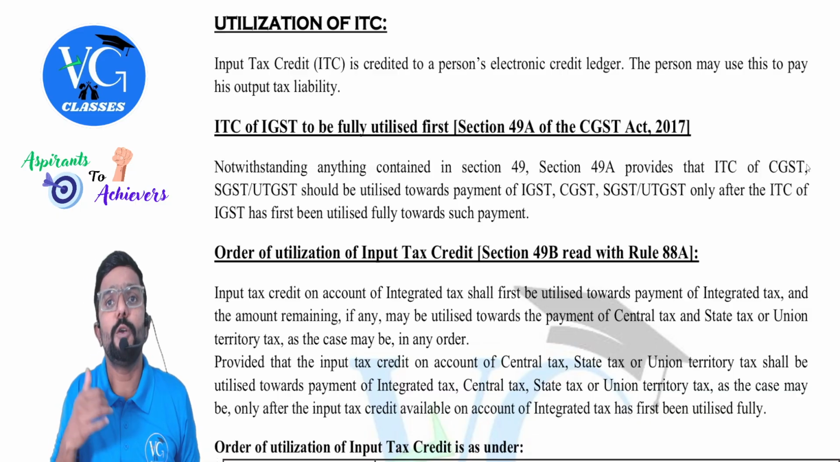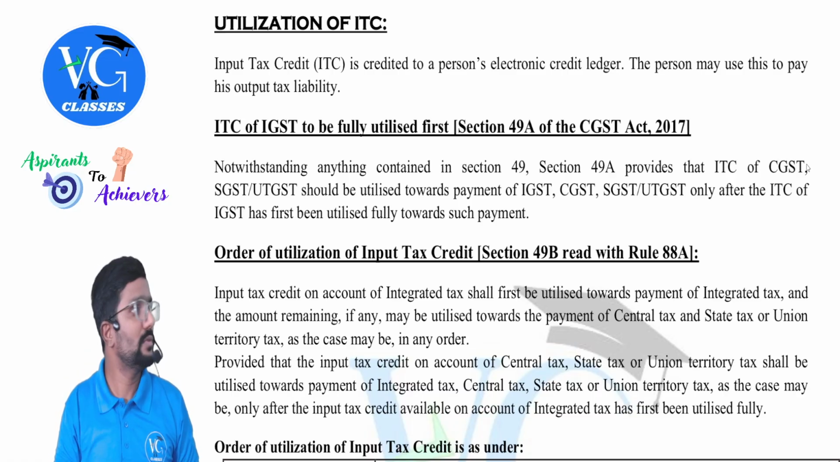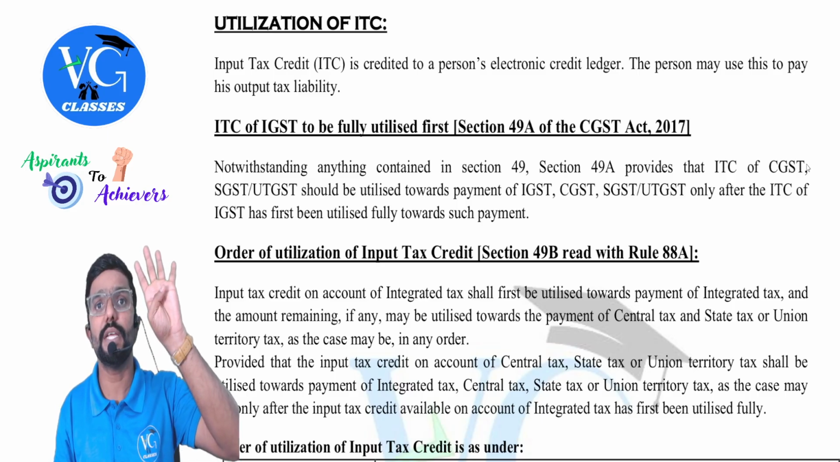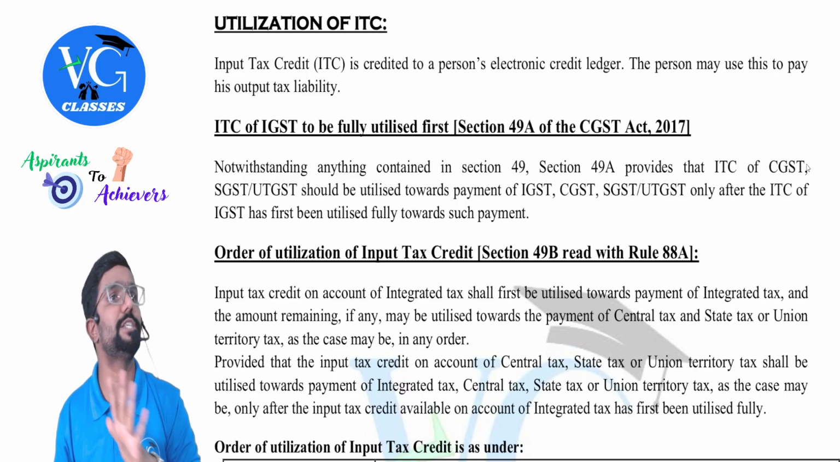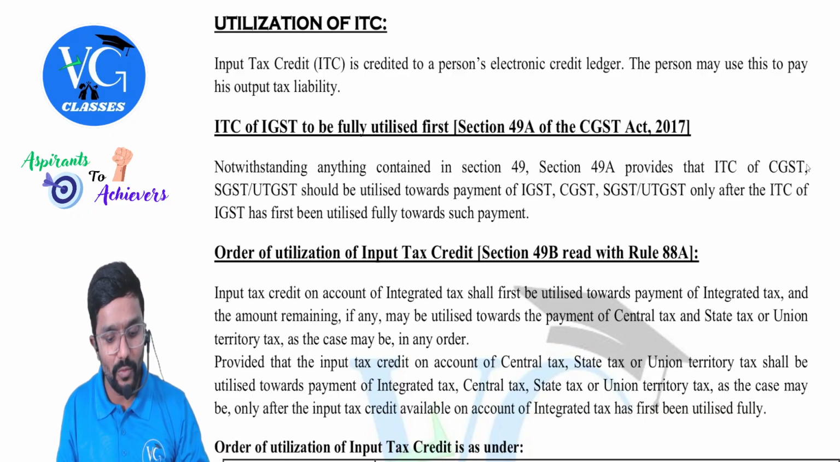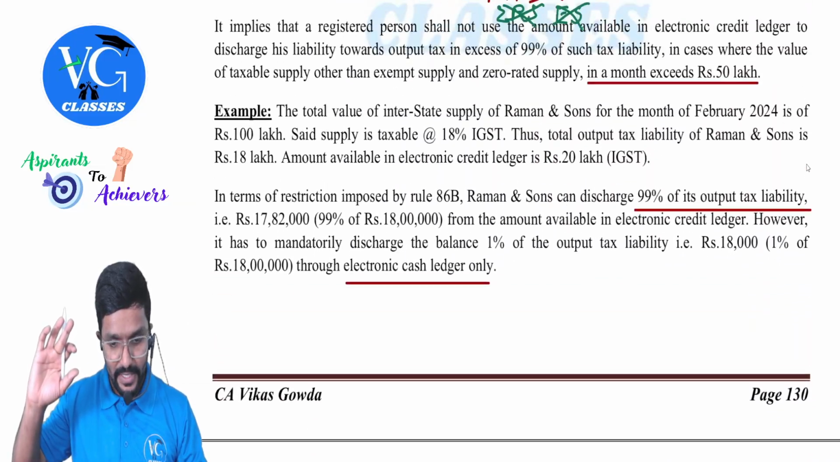One important thing. Sir, I am liable to pay interest, late fee, penalty. Can I use the credit? No. You cannot use credit to pay interest, late fee or penalty. That means even interest, late fee and penalty should be paid through the cash ledger only. Actually, we have one more point in Rule 86B. I have not yet covered this, but listen here.